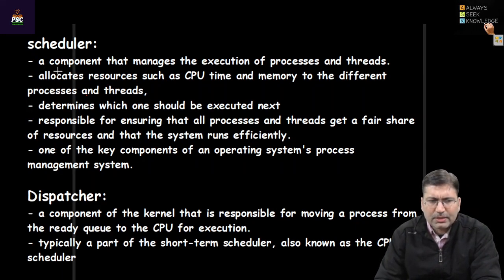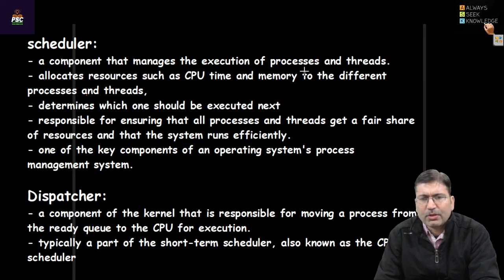What is a scheduler? A scheduler is a component that manages the execution of processes and threads. Thread scheduling we will discuss later on; right now we are talking about process scheduling. It allocates resources such as CPU time and memory to the different processes and threads, and determines which one should be executed next. So that is the primary role of the scheduler. It is responsible for ensuring all the processes and threads get a fair share of CPU and resources, and that they can run efficiently.